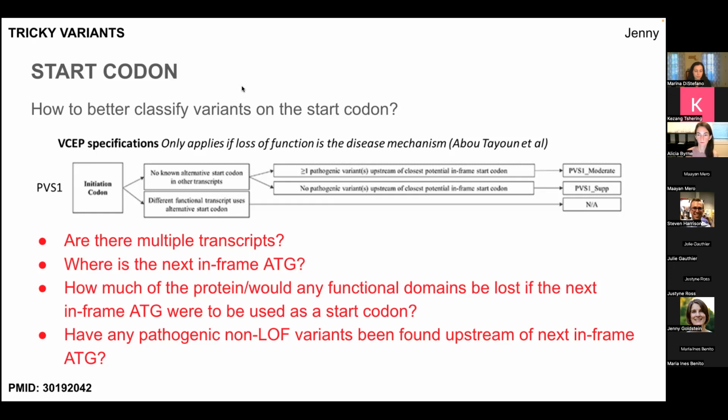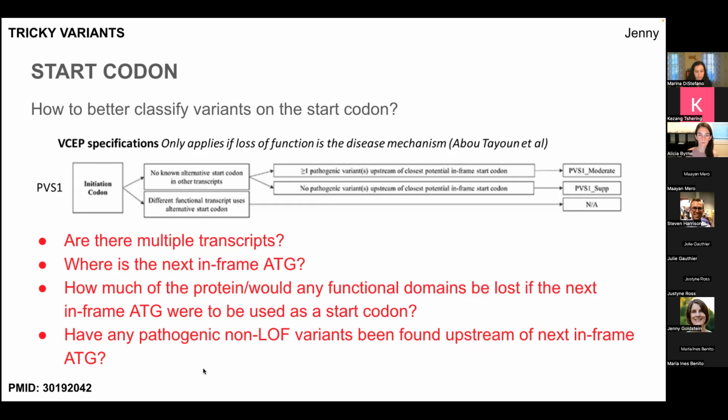The next thing to think about is, where is the next in-frame ATG? If that were to be used, how much of the protein is lost, and are there critical domains that are lost? Also, some evidence that can indicate that that area of the N-terminus is important is whether you're seeing other pathogenic variants in there, and in particular, pathogenic non-loss of function variants, because if you imagine things like frameshift and nonsense, they're just going to presumably result in nonsense-mediated decay. So particularly if there are non-loss of function variants upstream of the next in-frame ATG. Those are things to think about.